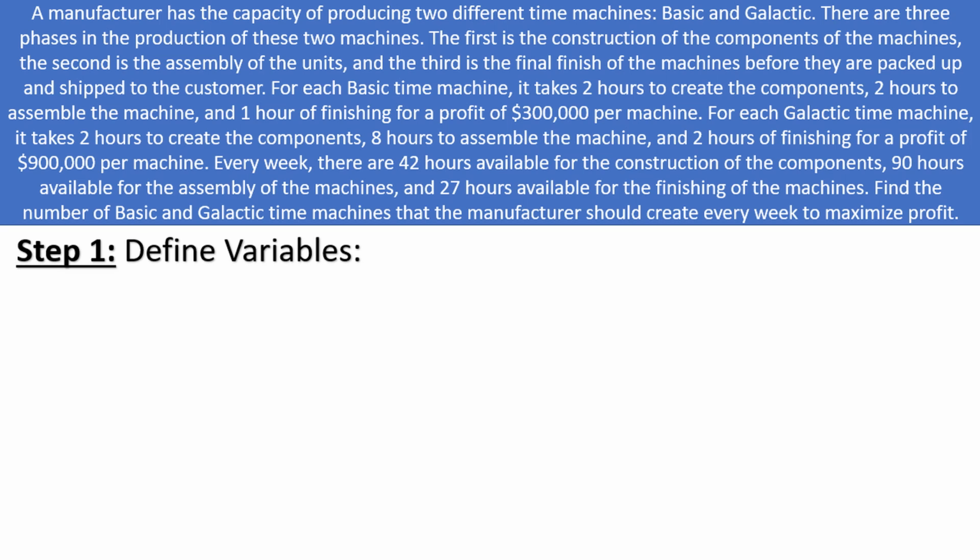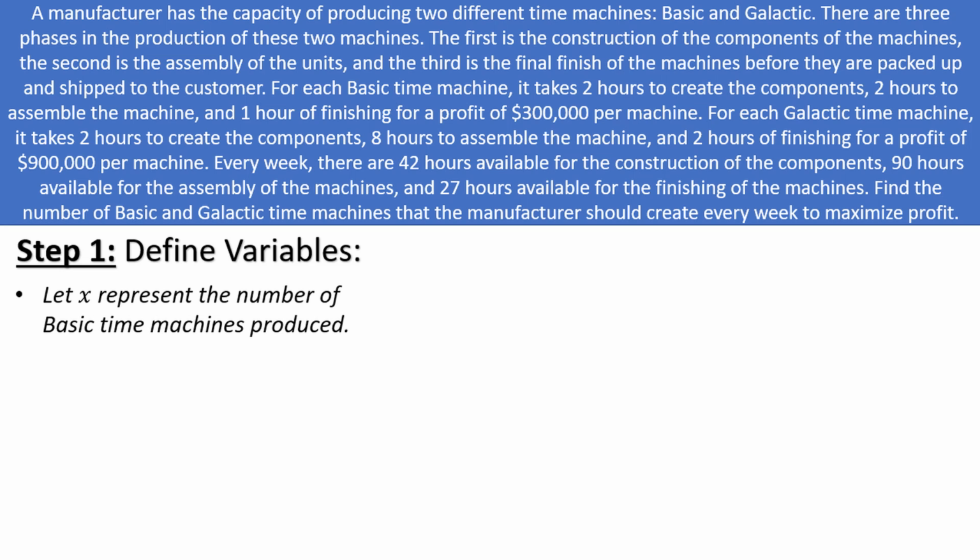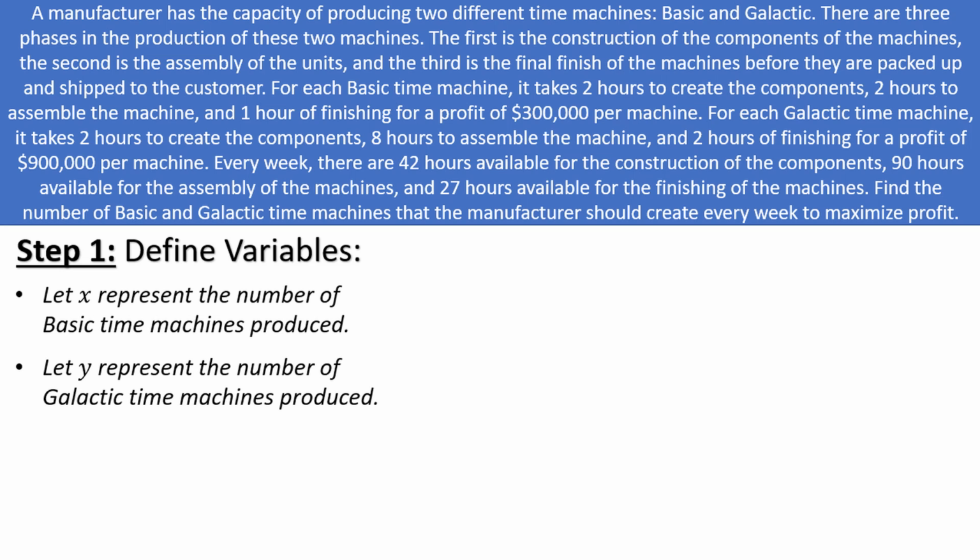Step 1 is to define your variables, which must relate to what is being maximized or minimized. If we read the last little part here, we see that we want to maximize profit. So ask yourself, how does this manufacturer make profit? Well, by producing time machines, either of the basic or galactic variety. So that means our two variables must relate to the two machine types.